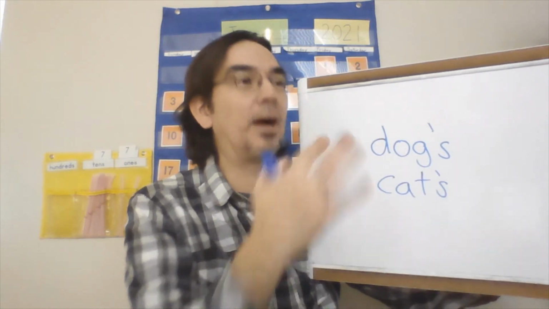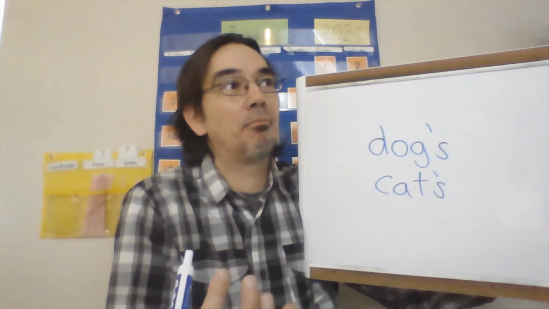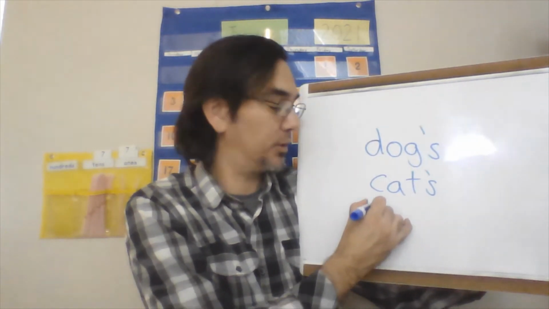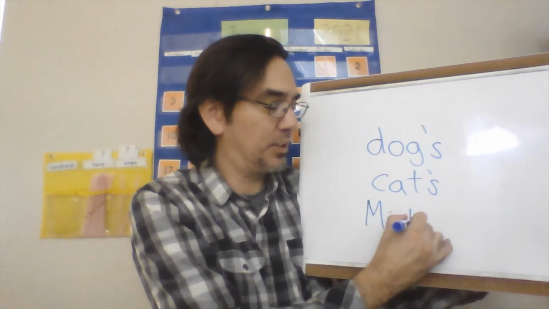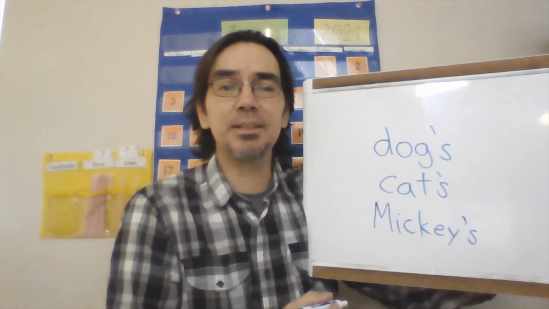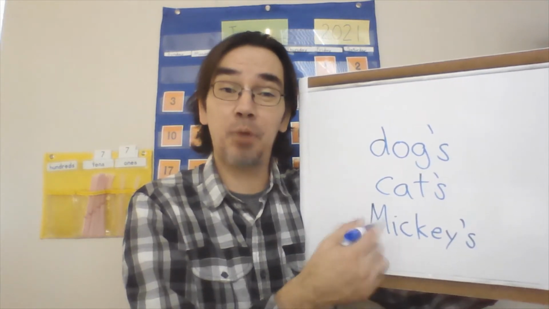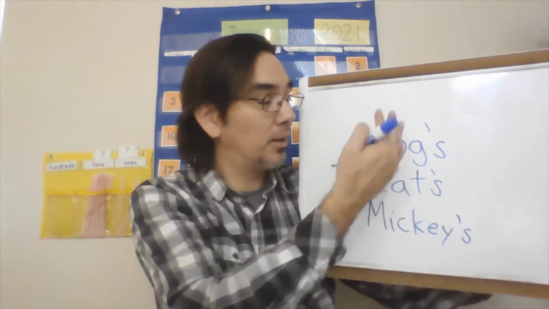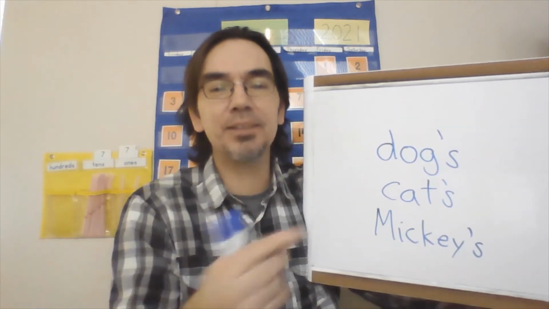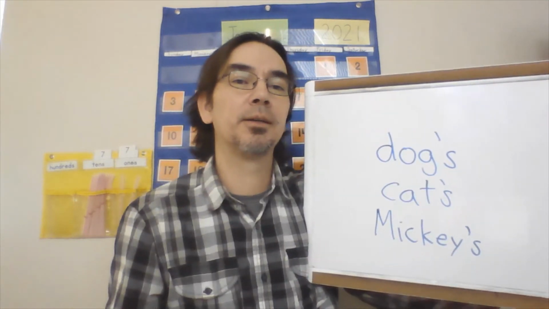Right? Now, what about if I had a friend named, I don't know, Mickey, as in mouse, I would say Mickey's. Look at that. Same thing. Even if it's a proper noun, a name, right? All these nouns, they're things, right? They're people or places or things. And if you're writing in a possessive form, you're going to have an apostrophe S.